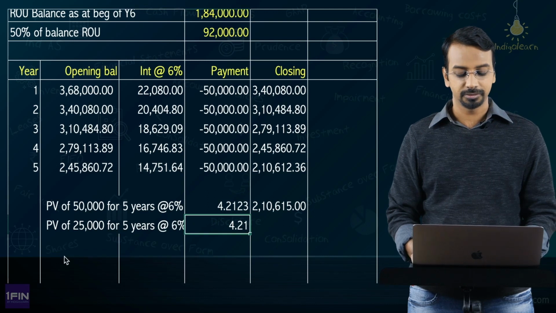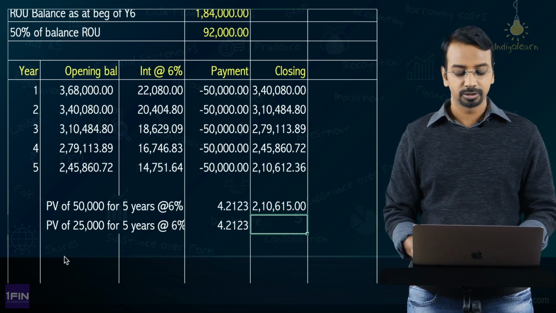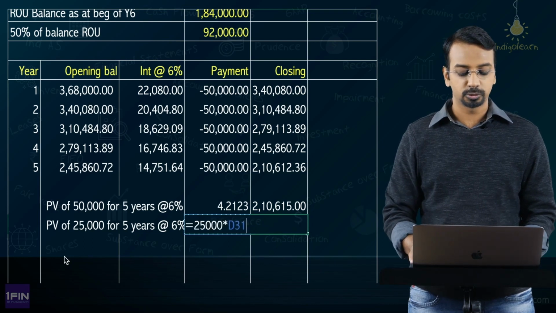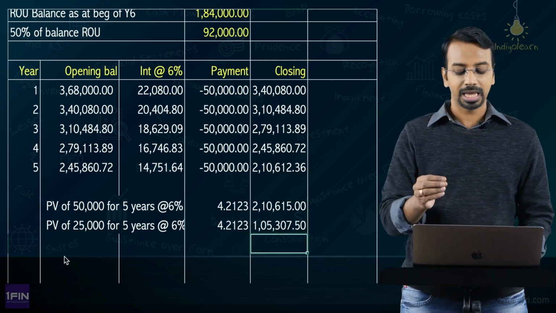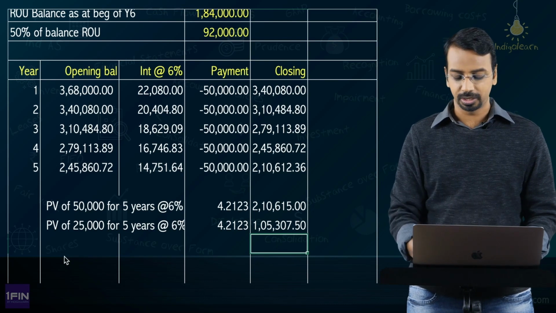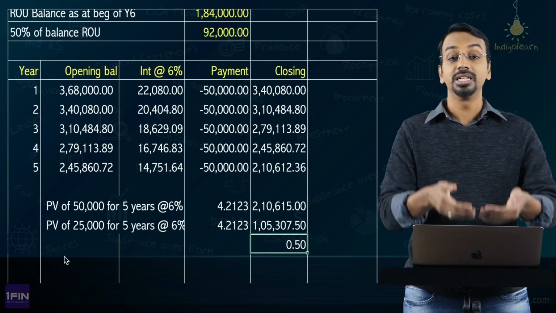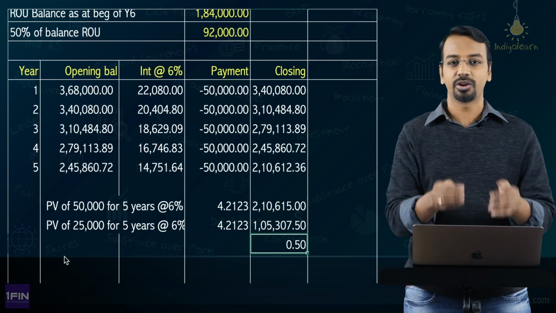We have already calculated 4.2123. So 25,000 multiplied by 4.2123 gets you 1,05,307. So what has happened here? If you see this divided by this, actually you are also extinguishing 50% of the liability.